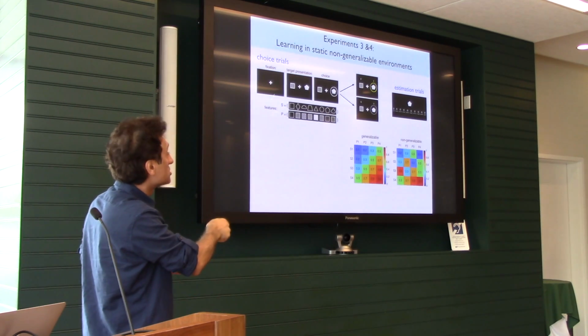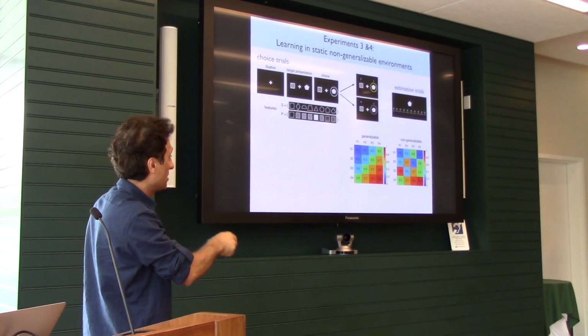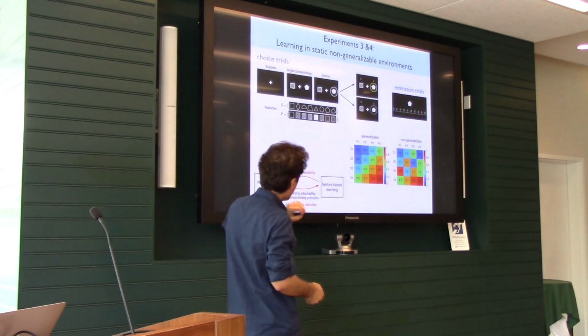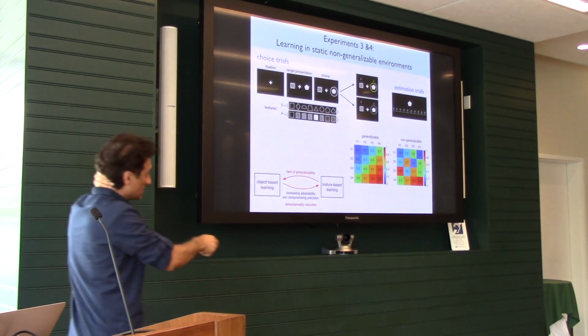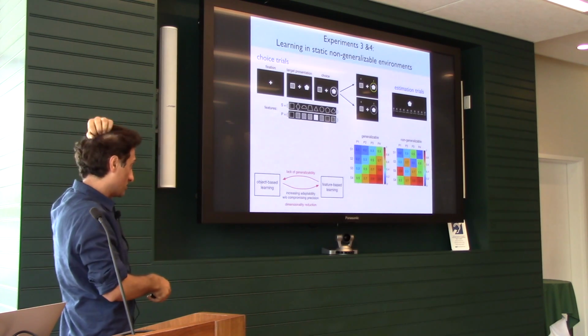And sorry, I forgot to mention, now instead of shape and color, we have shape and pattern. So here we can look at the interaction between lack of generalizability and dimensionality reduction.